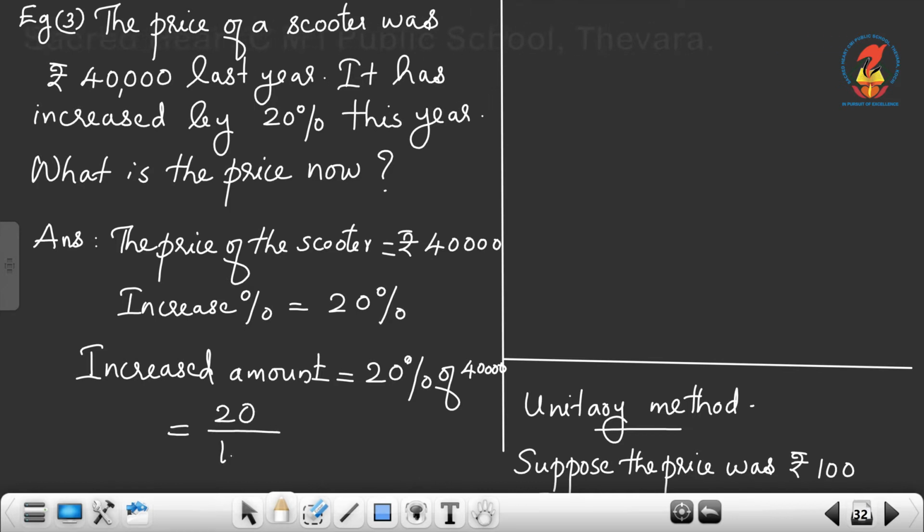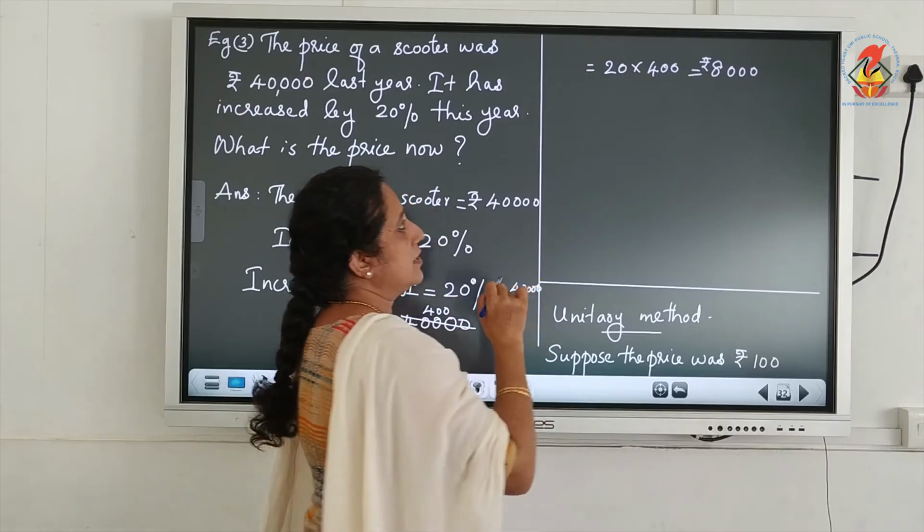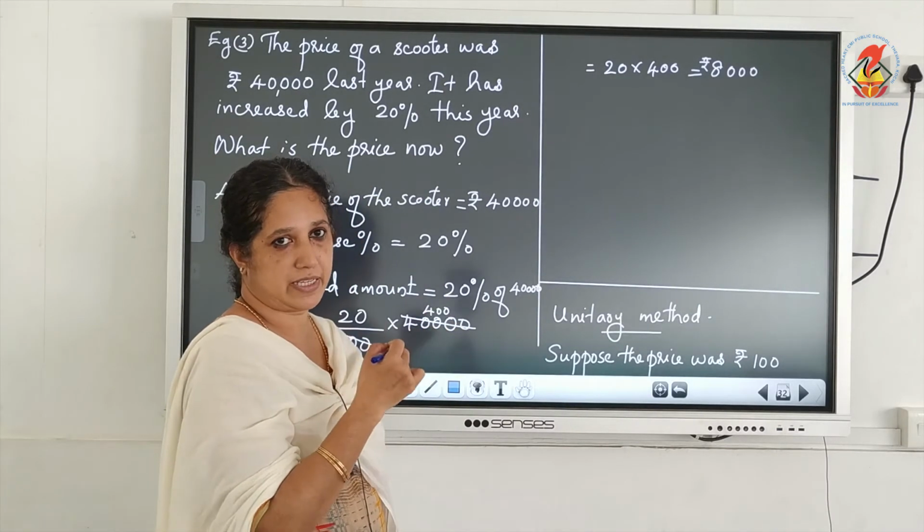So, 20 by 100 into 40,000. We can cancel 100 and this 40,000, you will get 400. So, 20 into 400, which is equal to 8,000. So, there is an increase of rupees 8,000.